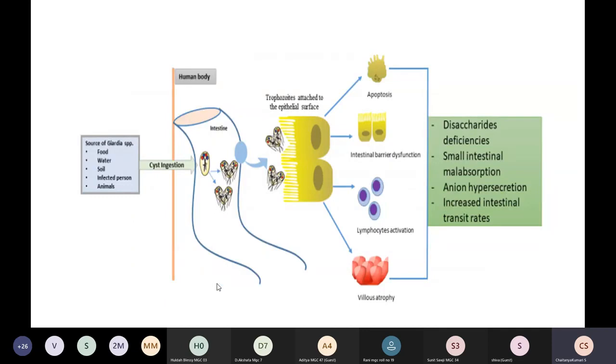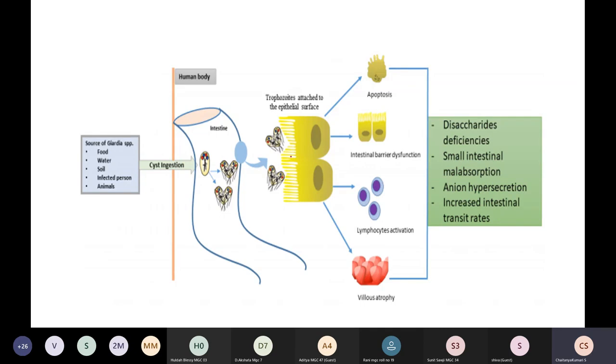Okay, I hope everyone had written the steps. Now look at the screen here. So as I said, what do you mean by pathogenesis? It is nothing but the cyst ingestion. The cyst is converting into flagellar trophozoites within the intestine, and they are able to attach to the microvilli. These are the microvilli, hair-like structures which are present in the intestine itself.